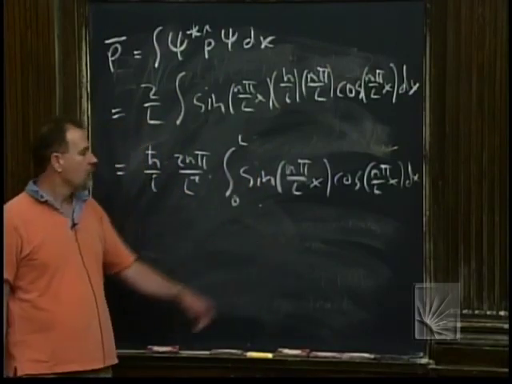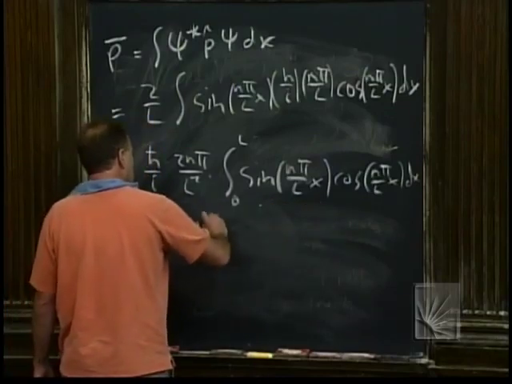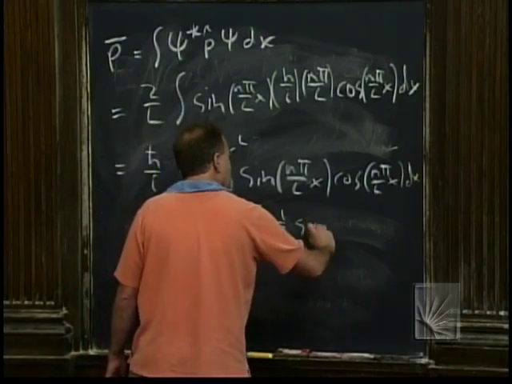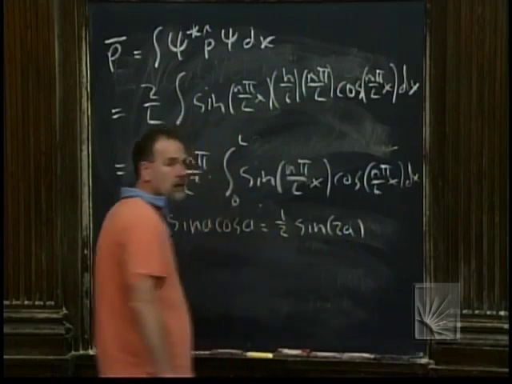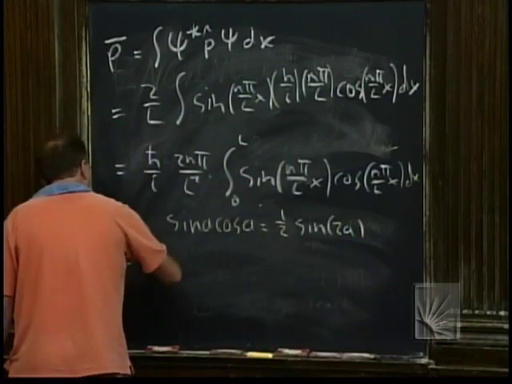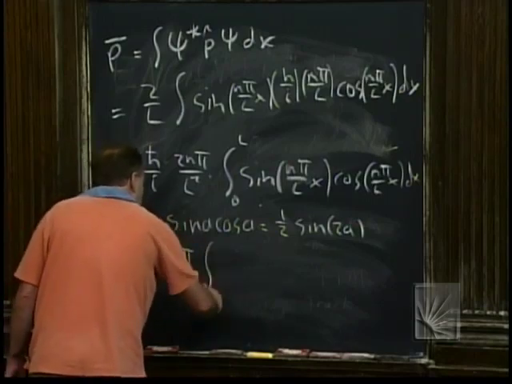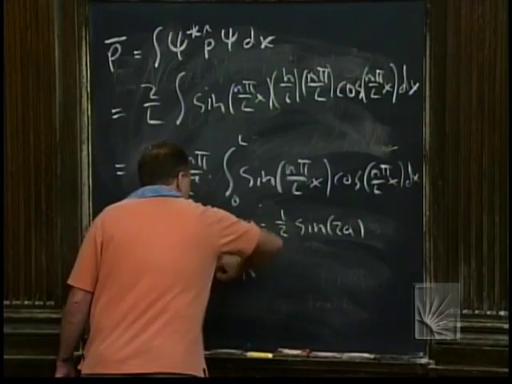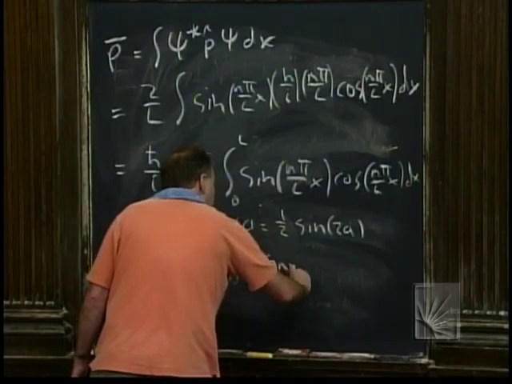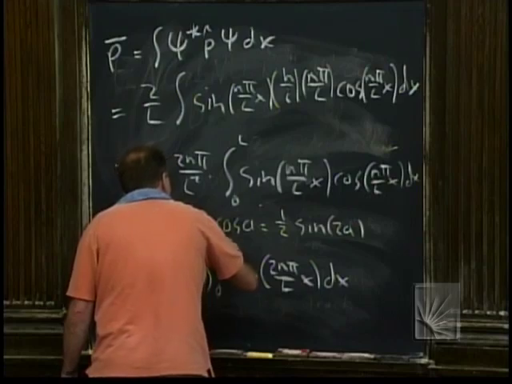This is cosine of something times sine of something. There's a trig fact that sine A cosine A is a half sine of 2A. So this is h bar over i times n pi over L squared, integral of, not sine squared, sine of 2n pi over L x dx, from 0 to L. Now I could do this integral.